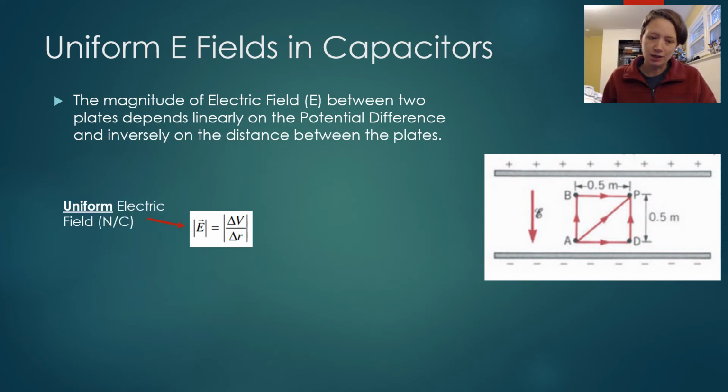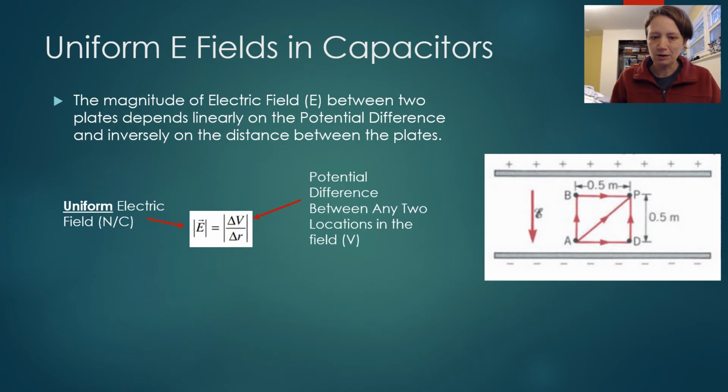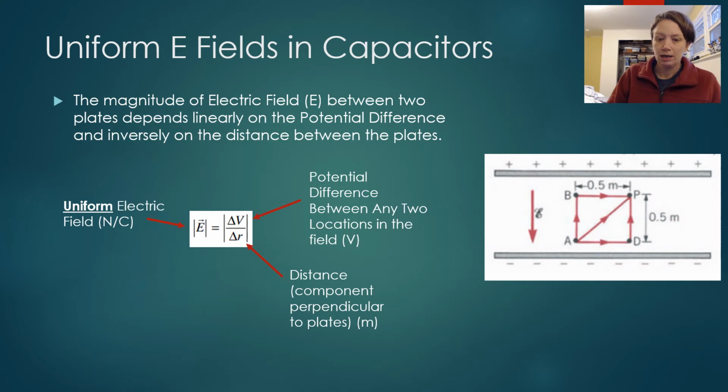In this equation, E stands for a uniform electric field. Delta V is the potential difference between any two locations in that field. Often we use the plates themselves, because we know that potential, because we've attached it to a battery of known voltage. But you could choose any two locations in between the space as well. And the delta R is the distance component perpendicular to the two plates.